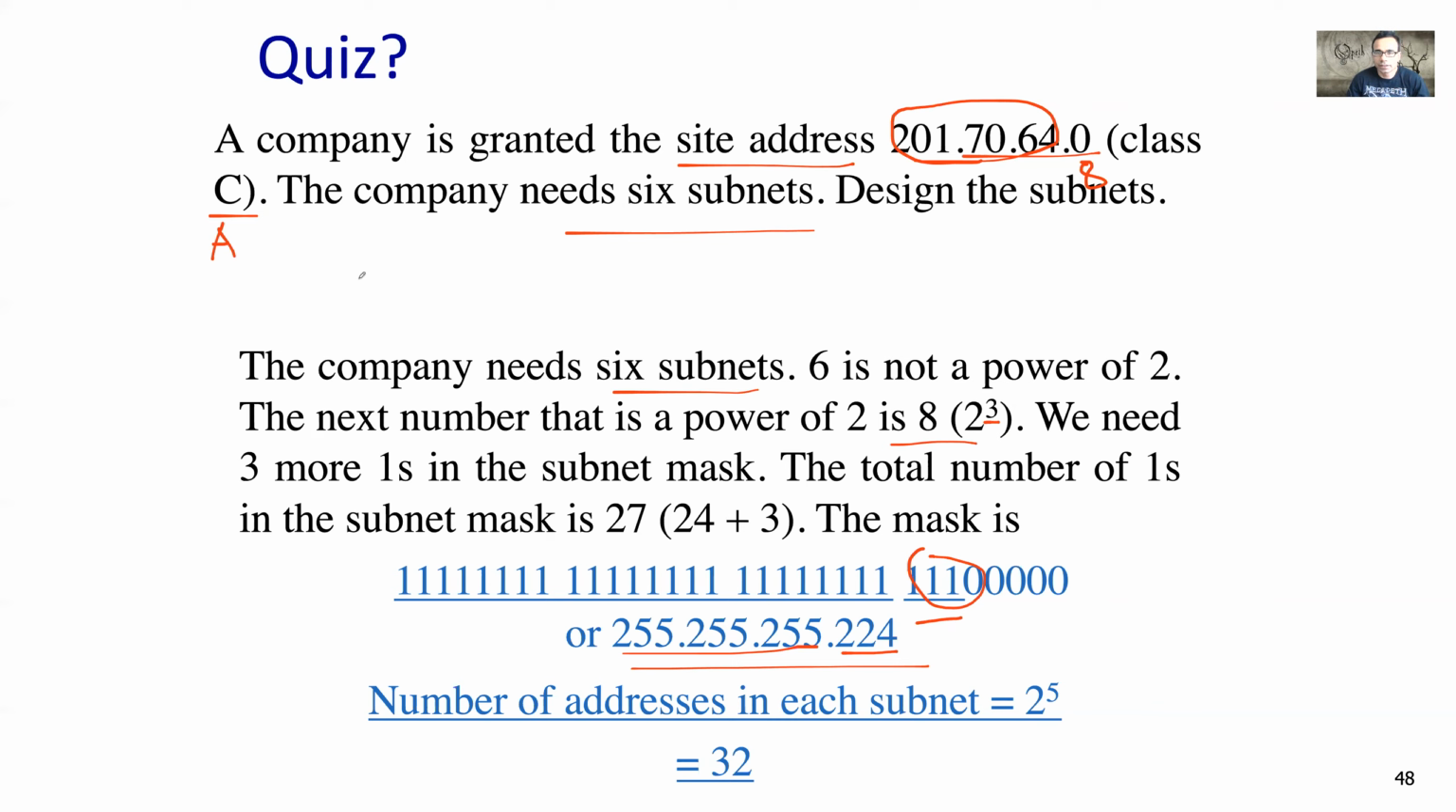So essentially it's driven by the requirements of the organization. It's entirely up to the organization how they create this.